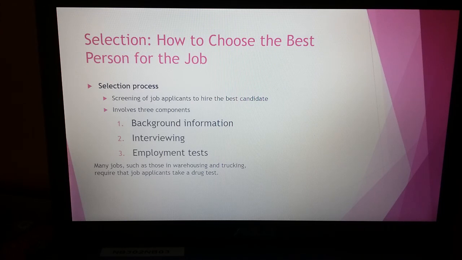So, selection process: you screen applicants to hire the best candidate, of course, and there are essentially 3 components: the background information, finding out the resume, the job application; interviewing them; and then you might do some kind of employee tests. Employee tests have become more popular. It could be a technical test, could be a personality test.